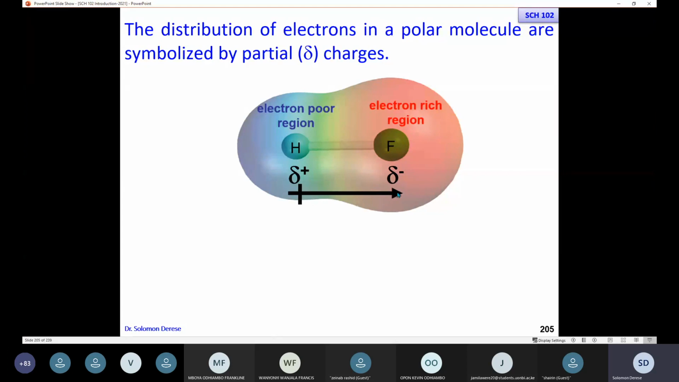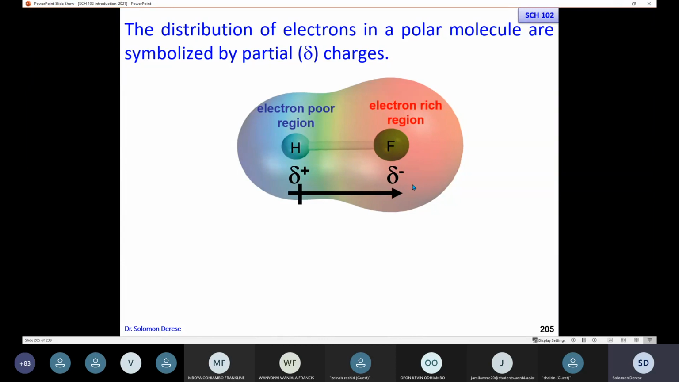So this particular arrow is a crossed arrow. You have an arrow, then on this side you have a cross. So this is a crossed arrow, and the crossed arrow starts from the partially positive center and points towards the partially negative center. So this is how we show how a covalent bond is polarized.